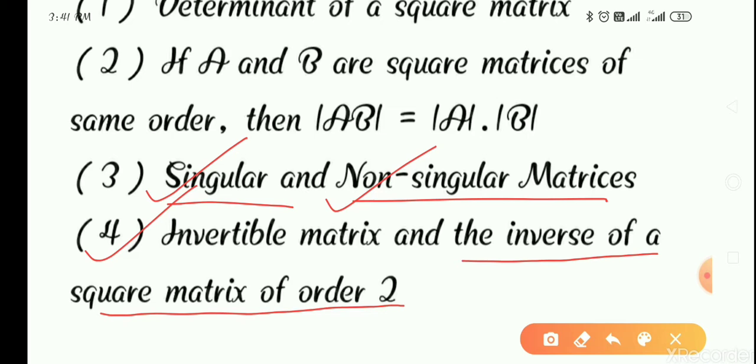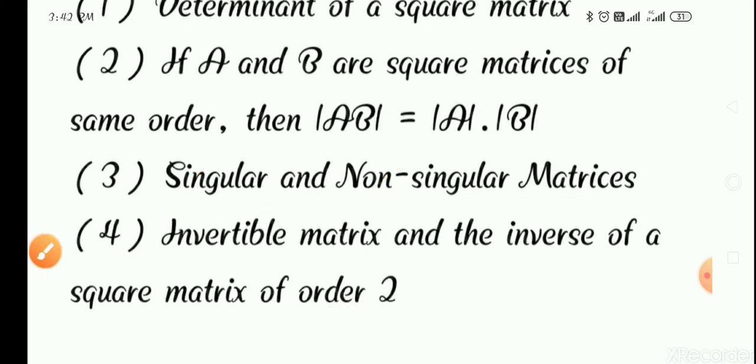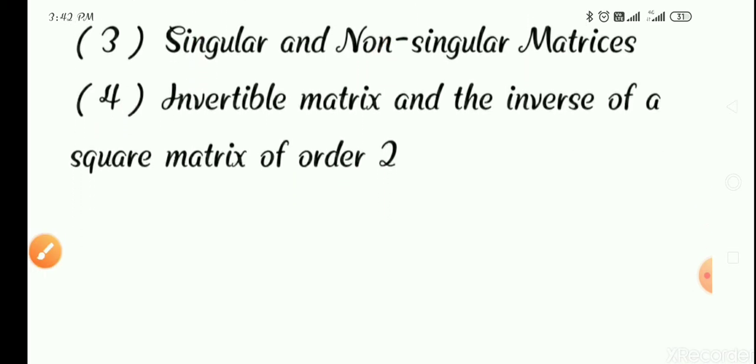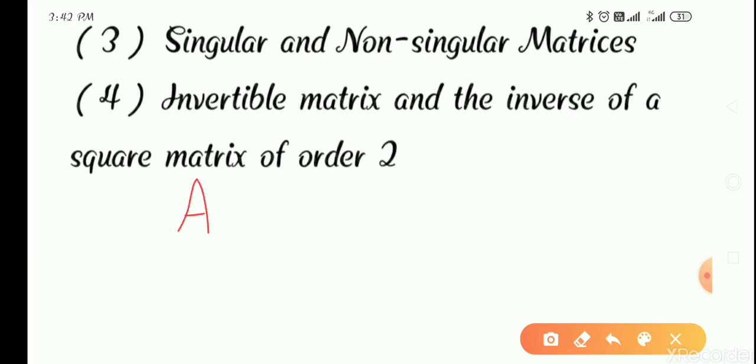So first of all, what is inverse, what is an invertible matrix, and how can you find the inverse of a square matrix of order 2? The answer to all these questions I am going to give. You see, suppose that you have two square matrices A and B of the same order. Again and again I'm saying, A and B of the same order.